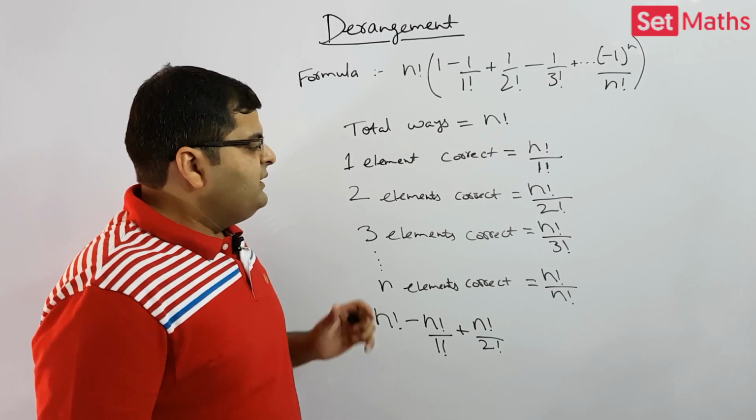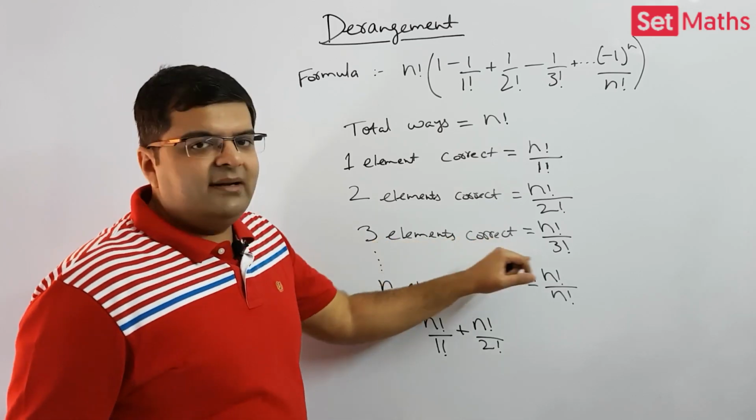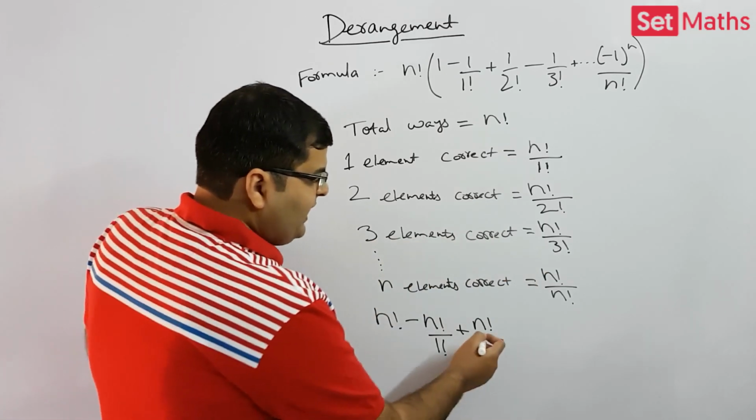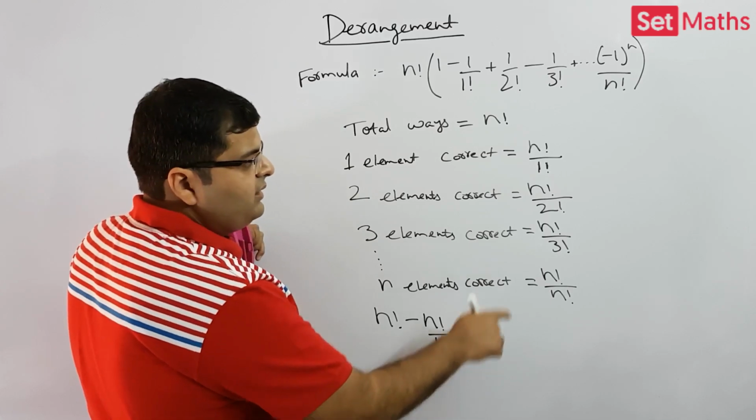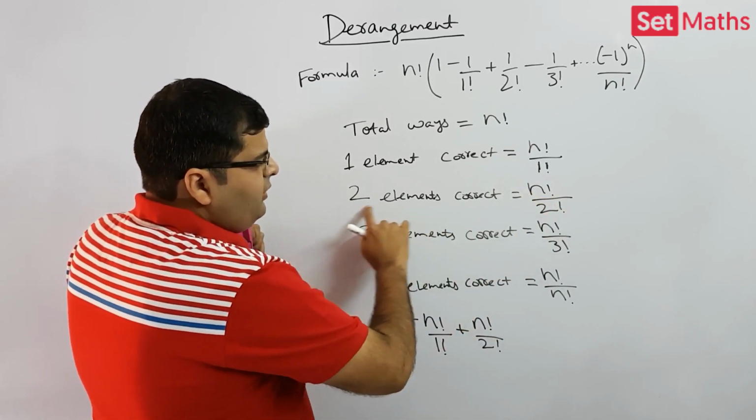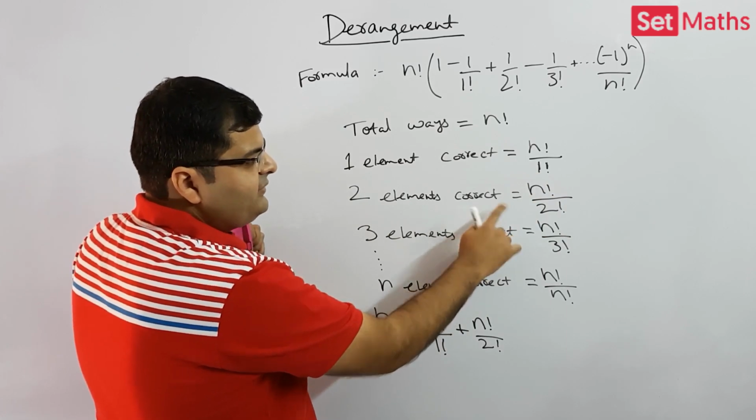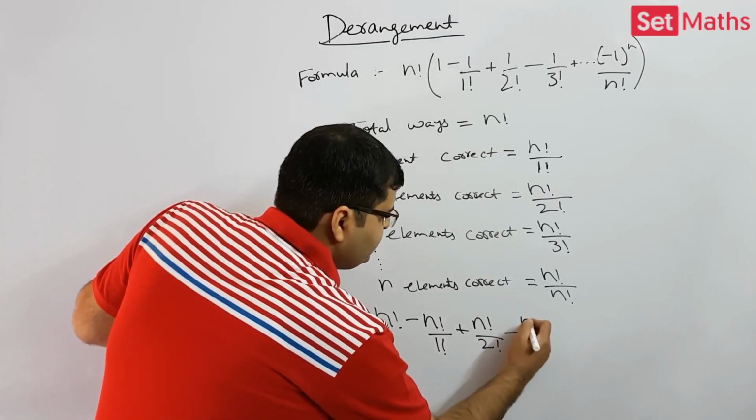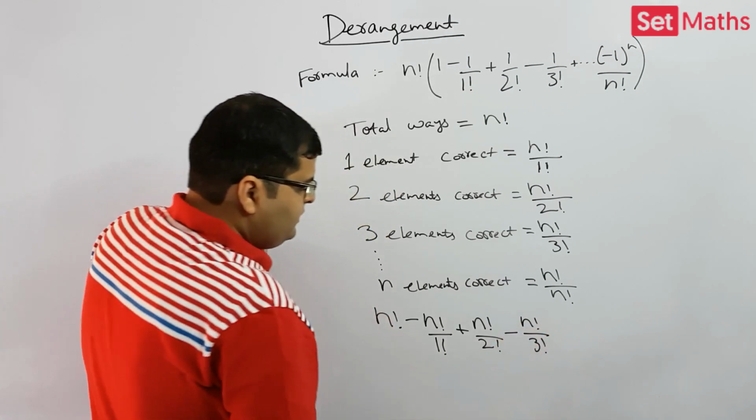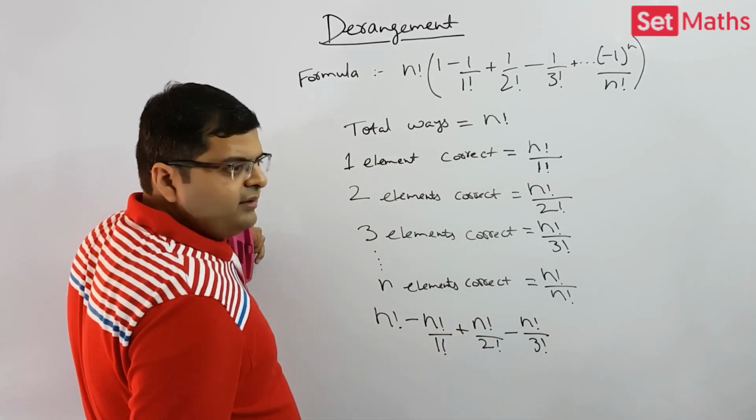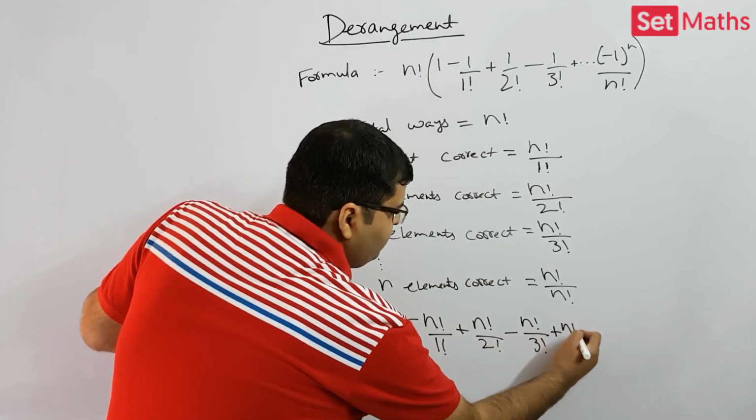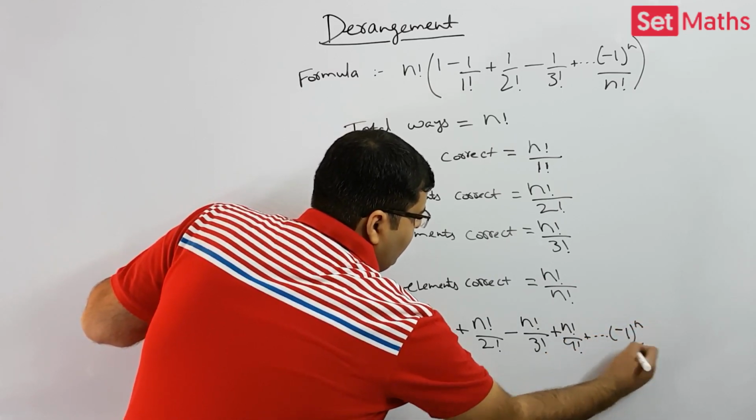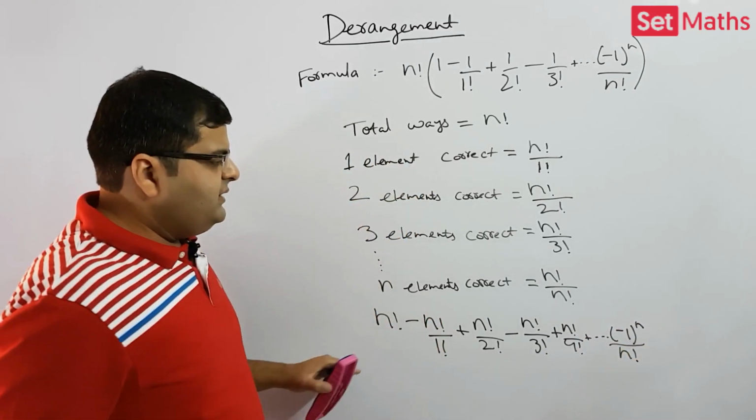Now similarly I have to deduct the 3 elements which are at the correct place, because I have added them back through n factorial by 2 factorial, since n factorial by 2 factorial will not only have 2 elements at their correct place, but will also include 3 elements at their correct place. So I have to deduct that, so it will be n factorial by 3 factorial. If you look at it, alternate negative and positive signs are coming. If I follow this pattern, then it should be n factorial by 4 factorial and so on till minus 1 raised to n upon n factorial. This is how it should be.